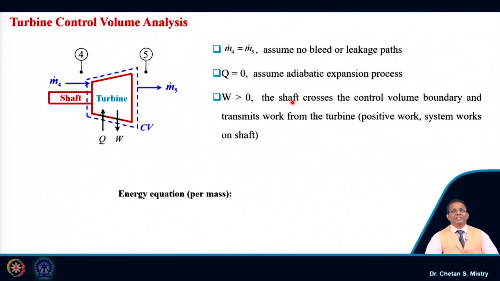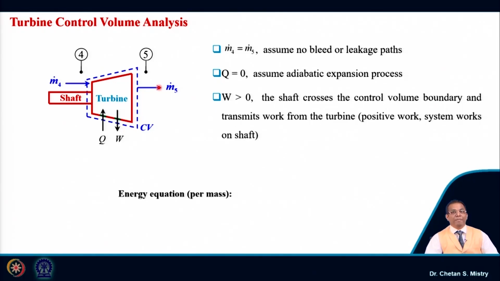Now, let us apply the control volume approach here. This represents my turbine. My entry condition is 4, and my exit condition is 5. Here the mass flow rate, the fuel-air mixture, enters the turbine, and this represents my exit condition. If I consider there is no bleed or leakage, we can say my entry mass flow rate and exit mass flow rate are the same.